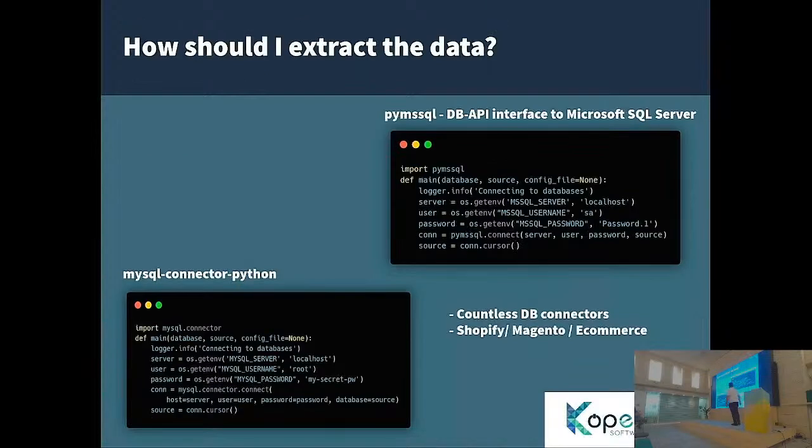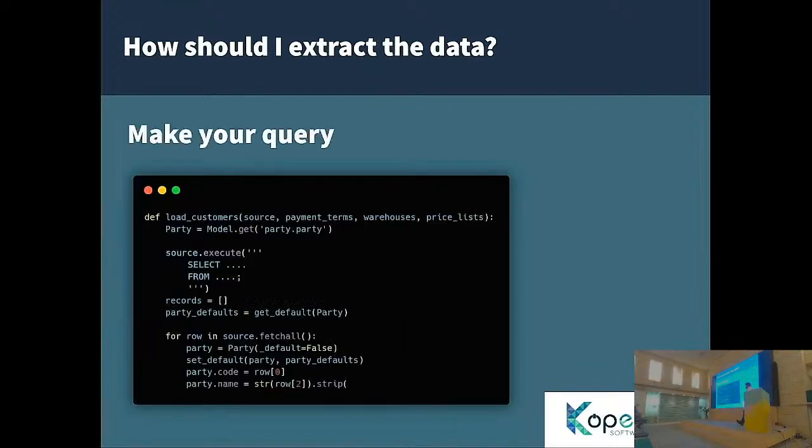How can you extract the data? There are countless methods of doing that. Python has a lot of connectors for any kind of database you can imagine. You can extract your customer data from the systems they have. Maybe they have Shopify, maybe Magento, whatever they have. You can get that into a Python script and populate all that into your Tryton ERP.